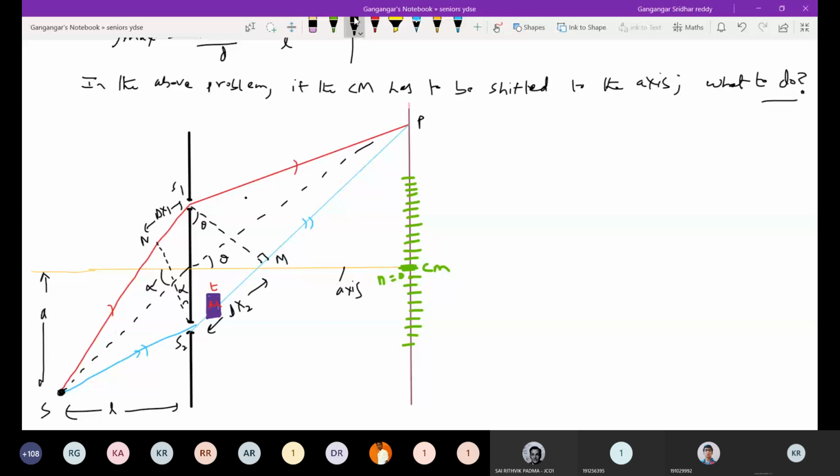So what is the best way to proceed? Delta x net is equal to... Don't jump to writing the formula directly. Better follow the procedure here. So what is the procedure? It says F2P. So everywhere it is A. And what is lambda? Lambda is the wavelength of light here. This is a monochromatic source.